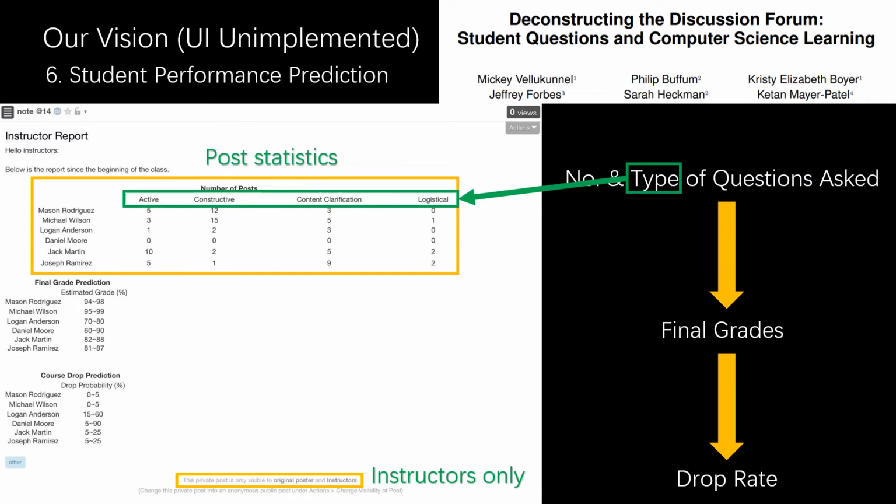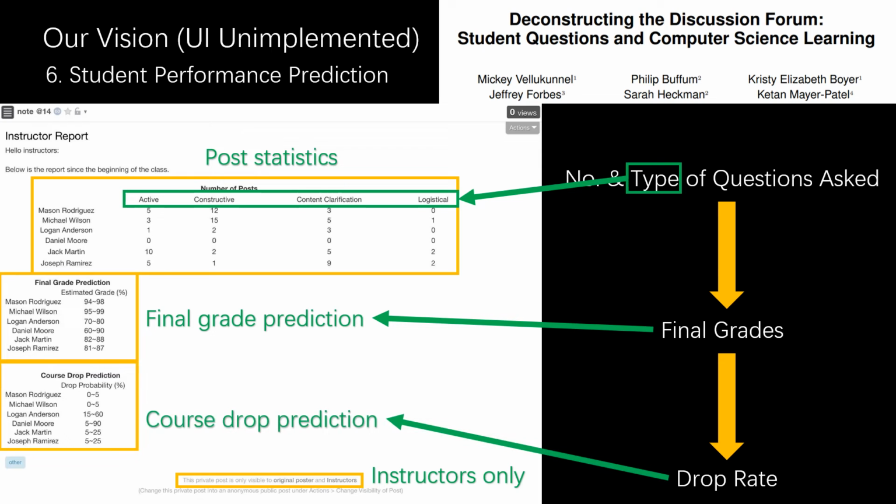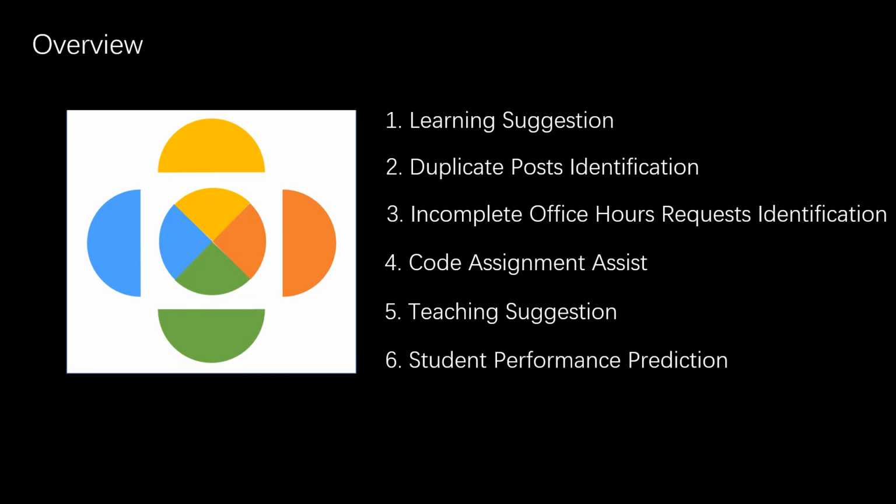As a result, by using the same types mentioned in that paper, the AITA can predict students' final grades based on their results. The course drop probability of each student can thus be predicted based on their final grade prediction. The 6 functionalities are so far the ones proposed by us. In the future, more functionalities will be added to make the AITA more capable and comprehensive.